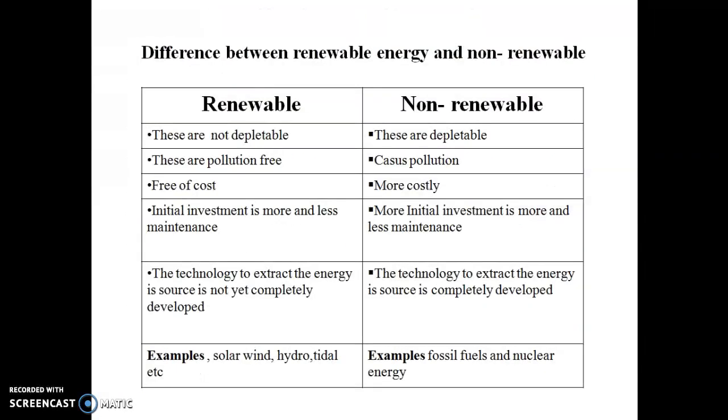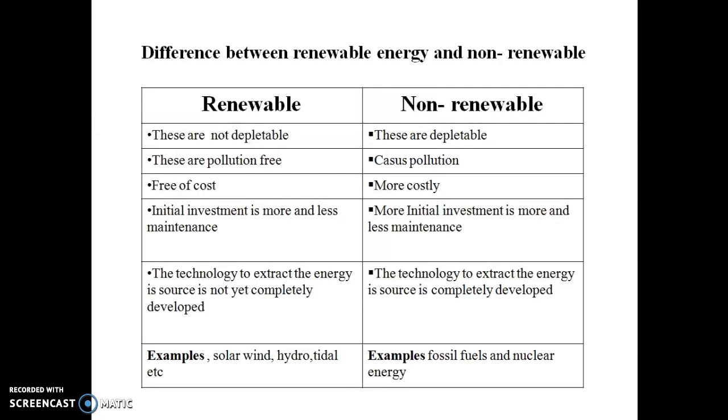Then we'll discuss the differences between renewable energy sources and non-renewable energy sources. Very important topic. The renewable energy sources are inexhaustible in nature, while non-renewable energy sources are exhaustible in nature.